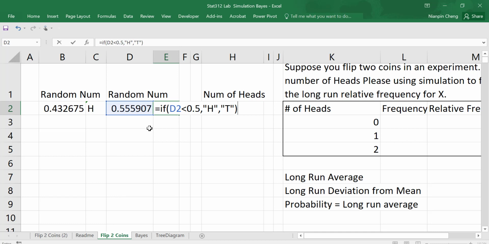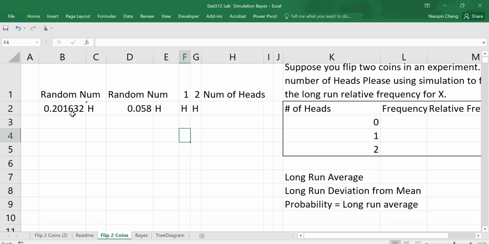So we simulate flipping the second coin. So this time, head, tail. So we just copy, just to put these results together, equal to tail. So here is the first one, here is the second coin. So this experiment shows you flipped 2 coins and you got head, head.